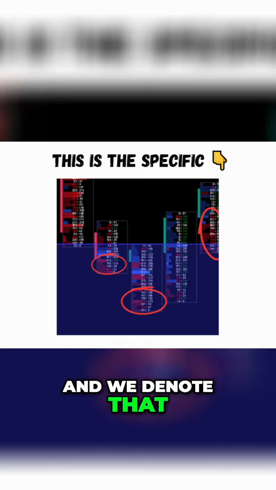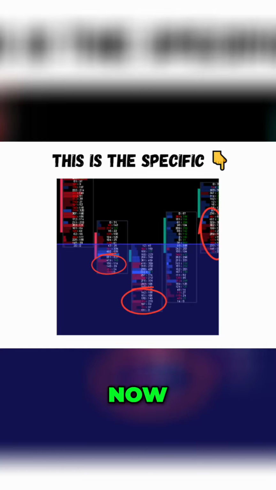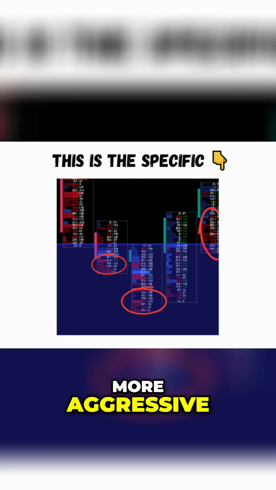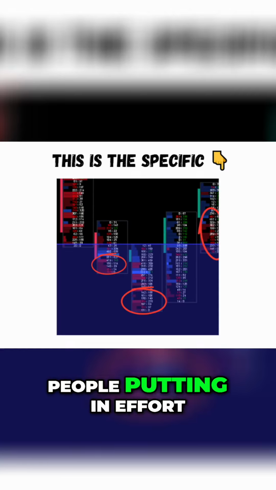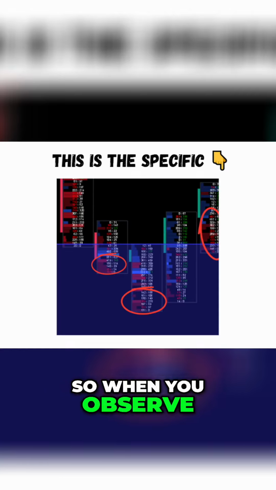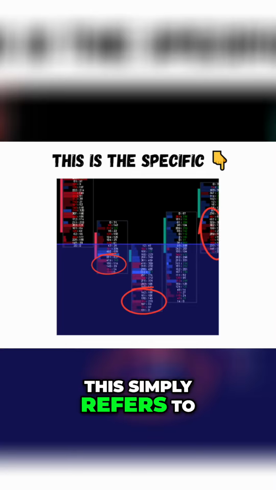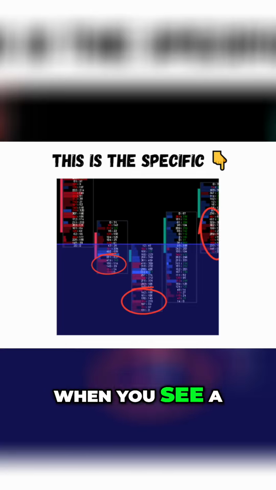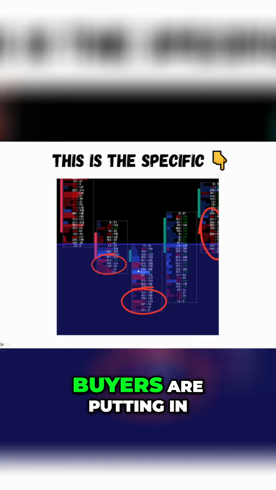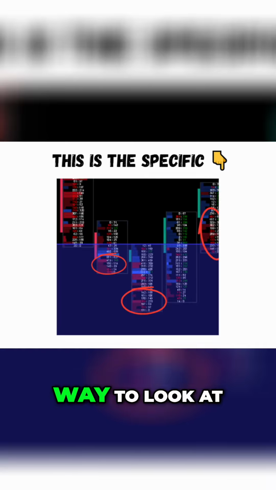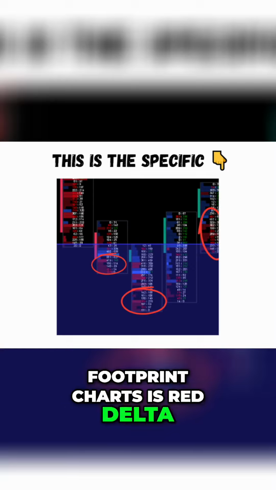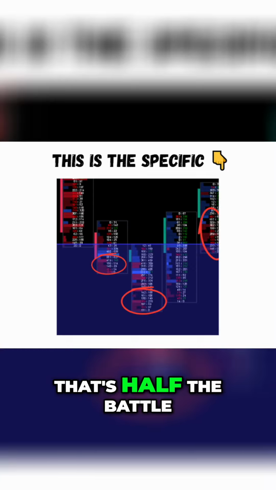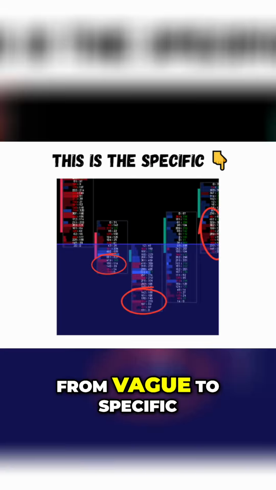And we denote that via footprint chart delta. The delta on the footprint charts simply refers to who is being more aggressive. Think of aggressors as people putting in effort. When you observe a red delta, this simply refers to the fact that sellers are putting in more effort. When you see a blue delta, it's the opposite: buyers are putting in more effort. So a very simple way to look at footprint charts is red delta, selling effort; blue delta, buying effort. That's half the battle. So you want to move from vague to specific.